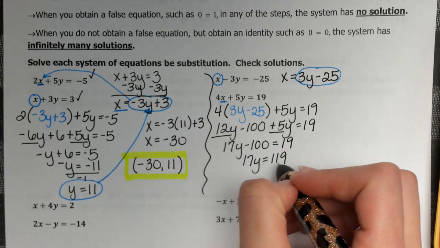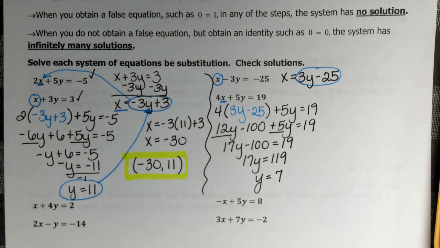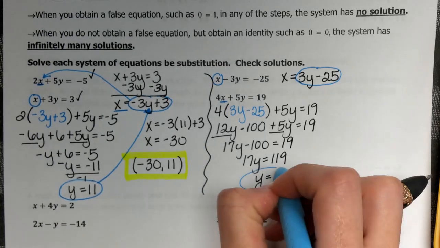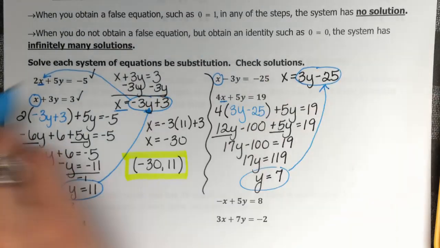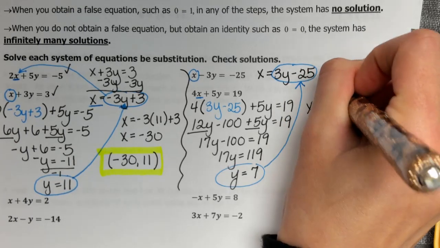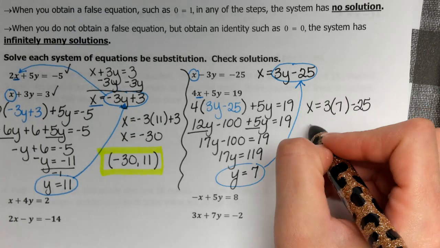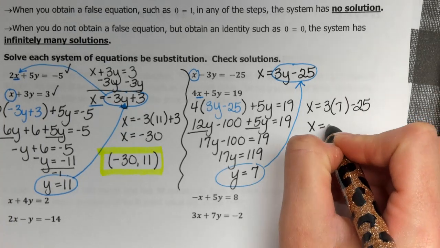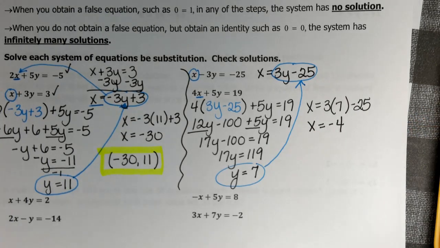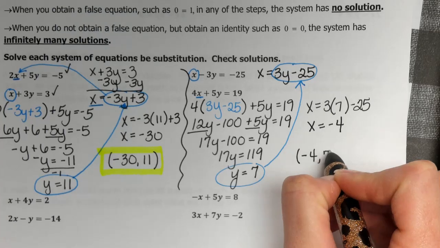Divide by 17 and y equals 7. So I take that 7 and I plug it in. So x equals 3 times 7 minus 25. So 3 times 7 is 21, minus 25 is a negative 4. So then together it becomes negative 4, 7.